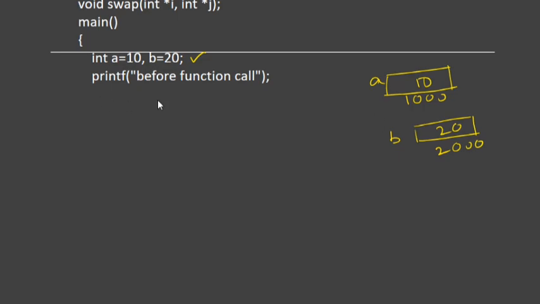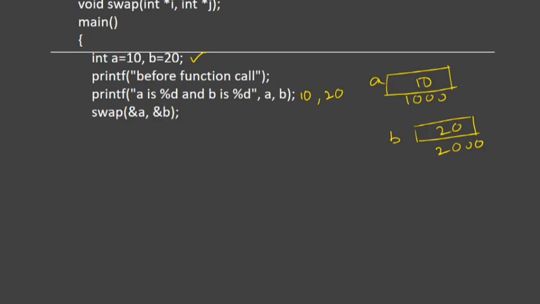This is a print before the function call, which will be displayed on the screen. Printf, in double quotes, a and b values I'm displaying on the screen. What is the a value? 10 is displayed as output, and 20 is displayed as output. So a value 10, b value 20 will be printed on the screen.